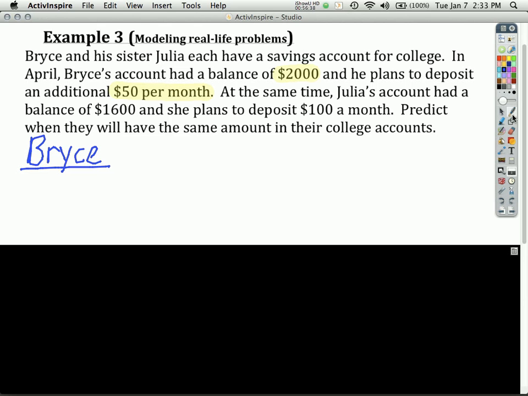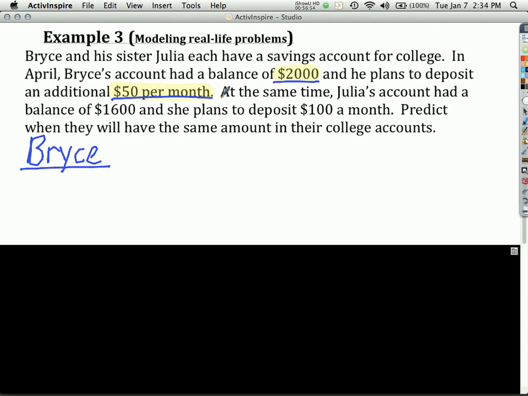What about the 50 per month? What do we call that? Valerie? That's the rate. So, can someone now take these two pieces of information and put them together into an equation for us, or start us off at least? Nathaniel? Y equals 50 and plus 2,000. Very good.